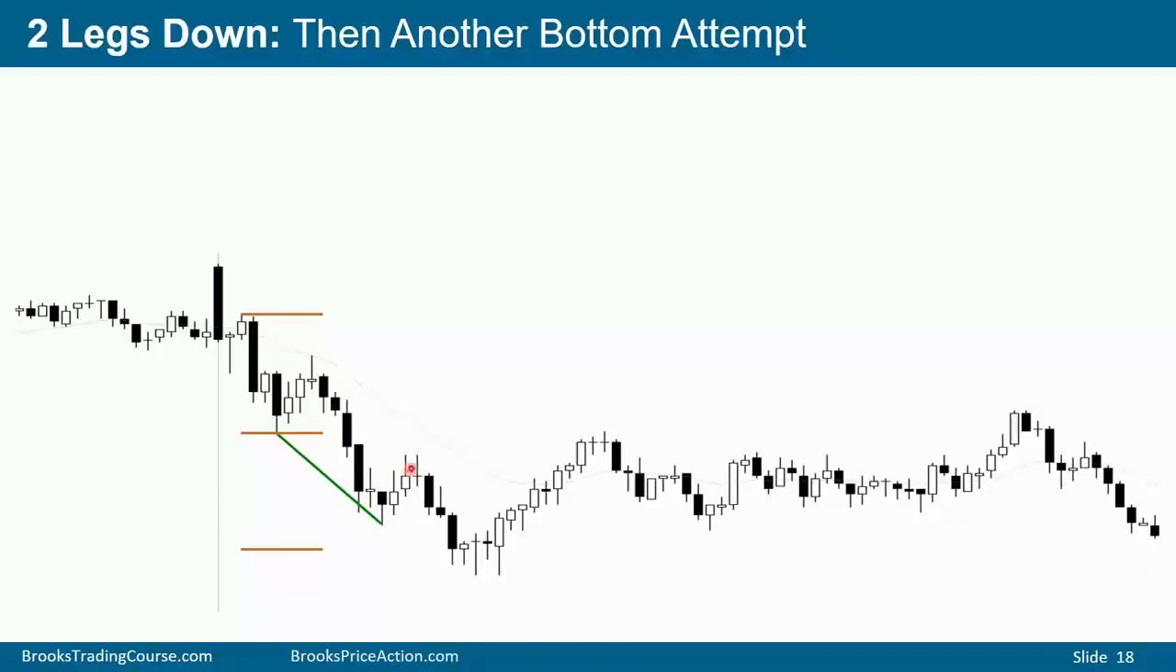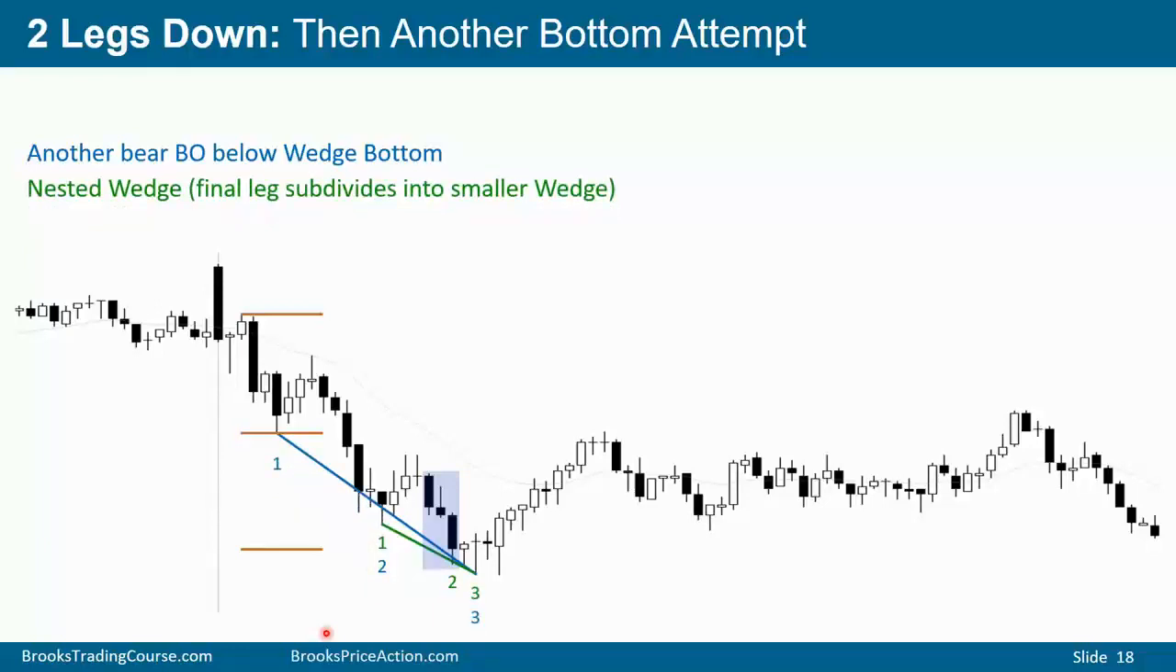First leg down, pullback, second leg down. We reached the measured move target. We fell a little bit below it. And now you can argue another wedge bottom. 1, 2, or 2 and 3, or 1, 2, 3. Different computers will calculate the legs differently. You can also say 1, 2, or 3. Again, different computers will use different bars, but the principle is the same.